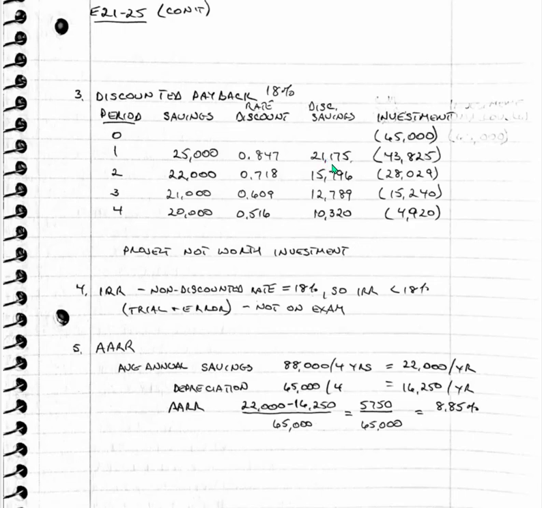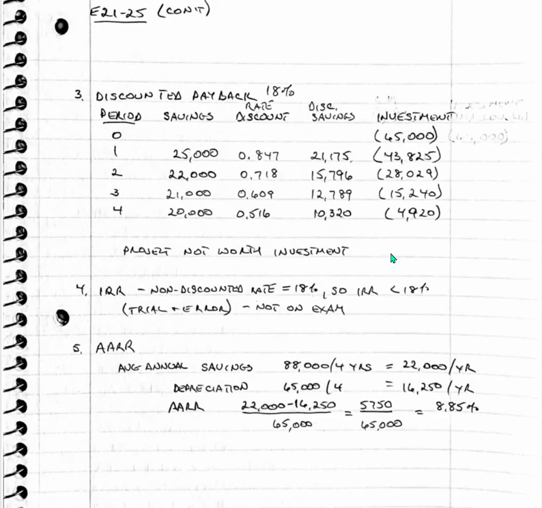So I would subtract the 21 at the end of year 1. We're at $43,825. Year 2, 28. Year 3, 15. So this is decreasing as each of the savings comes in. In year 4, 10,000. So we're down to $49,20. So the project, according to a discounted payback method, would not be worth the investment.